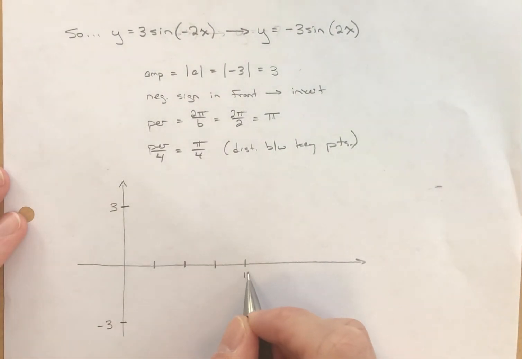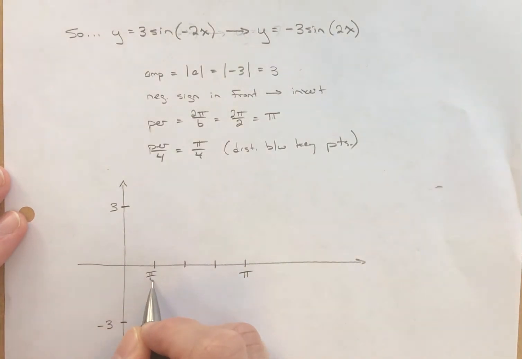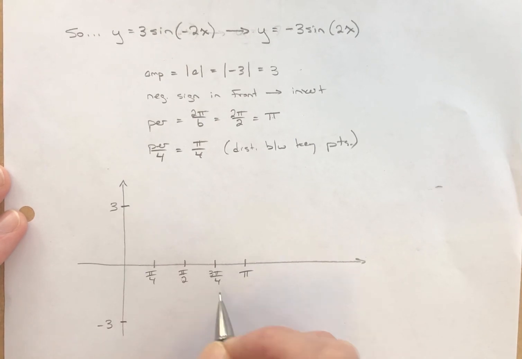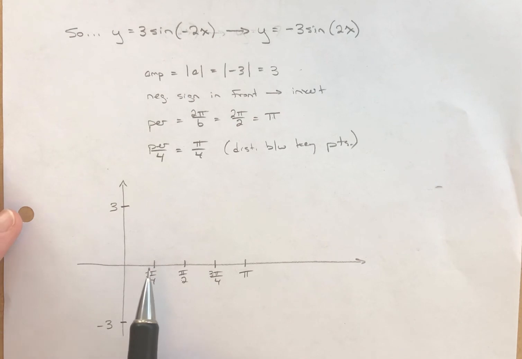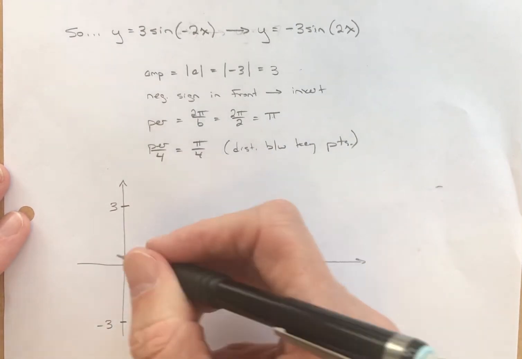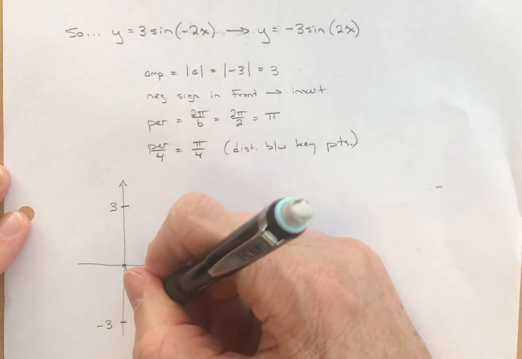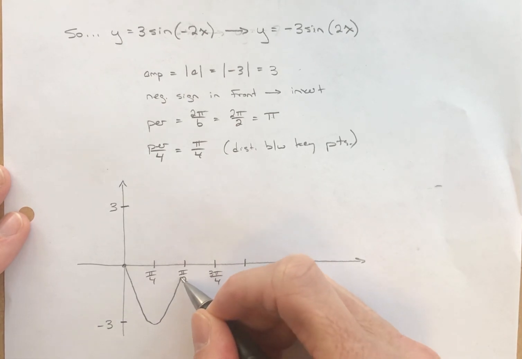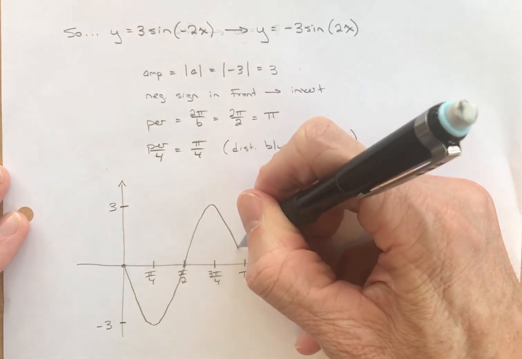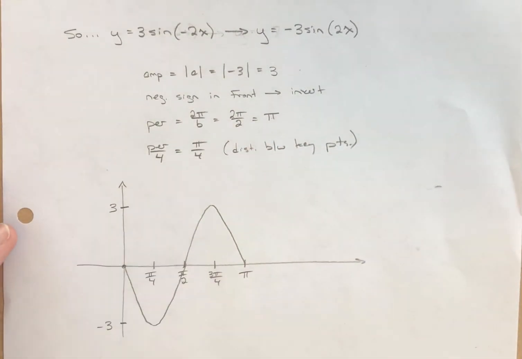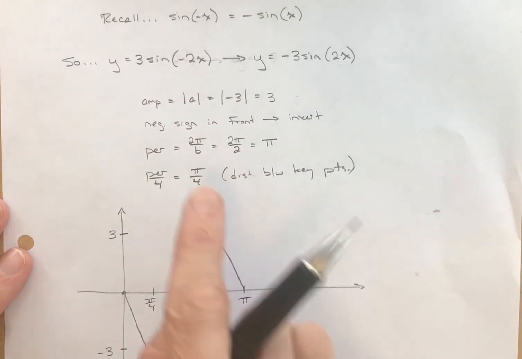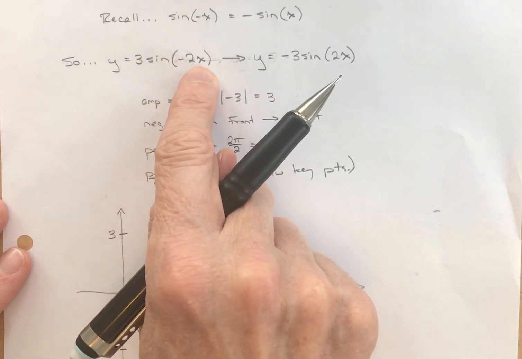I know the period is pi units long, so this is pi over 4. 2 pi over 4 is pi over 2. This is 3 pi over 4. So there's my sine function, 1 period from 0 to 0. Again, I've got a negative, so I'm going to invert: start here, go down to a minimum, come back to the 0 at pi over 2, go up to the maximum of 3, and then go down back to 0. And so here is the sine function. This is the function 3 sine of negative 2x.